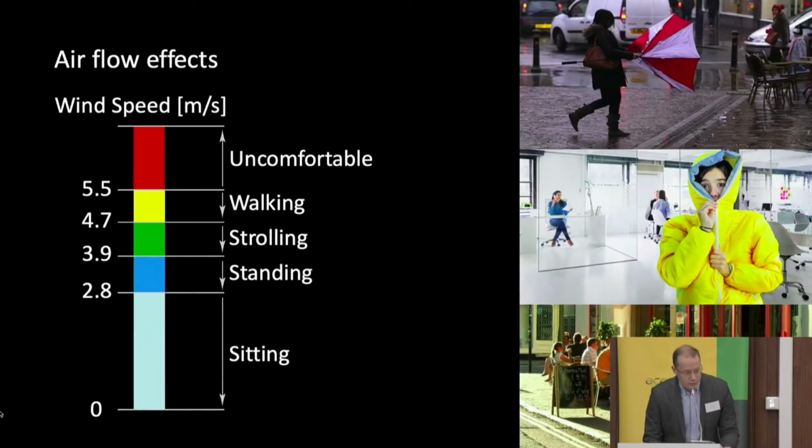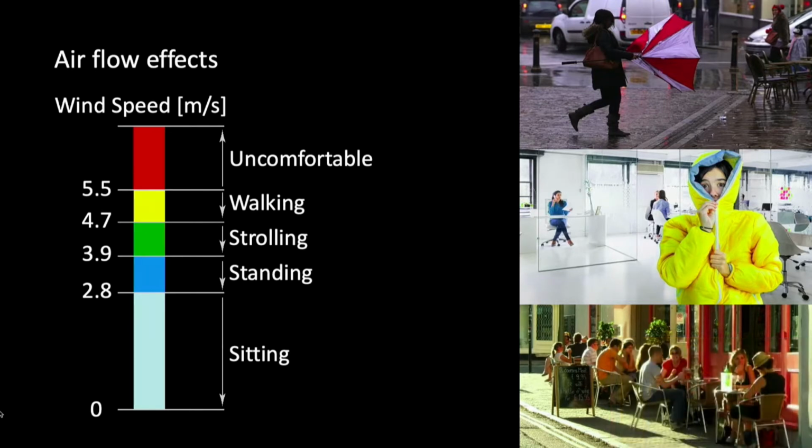Now, why would you want to do that? So you can design spaces for certain ranges of wind speeds, and these wind speeds directly have impact on what people are going to enjoy doing there. So you can design spaces for standing, sitting, strolling, walking, or you can make the spaces actually very uncomfortable if you don't design it well. So in this way, you can directly promote a healthy lifestyle by providing spaces where people can go outside and enjoy the time outside.